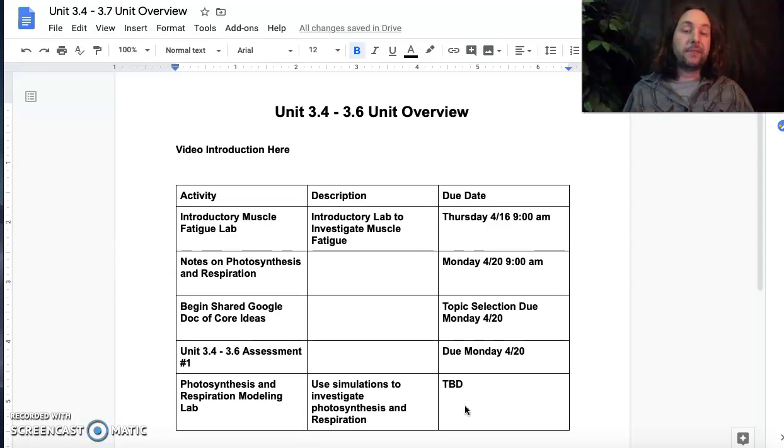There's going to be some lab investigations associated with this unit as well. So there's going to be some more modeling using that same website that we were using as we modeled EnzymeWorks, but that's still to be determined and that's not going to be introduced or happening until next week.